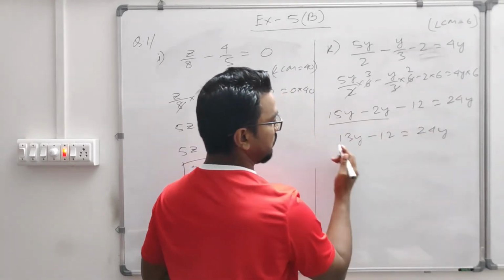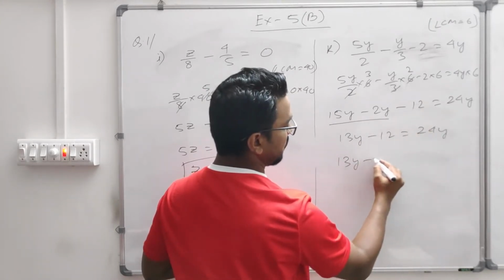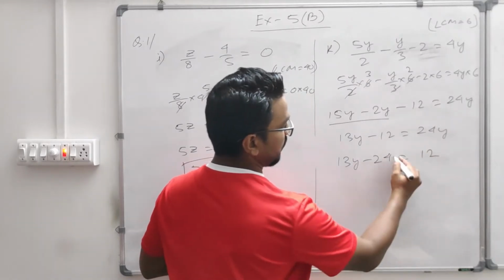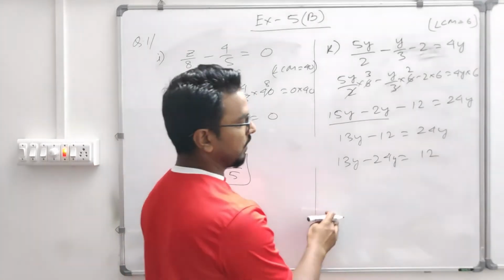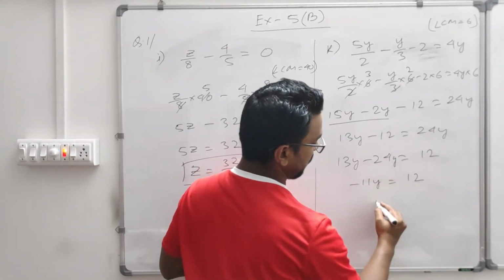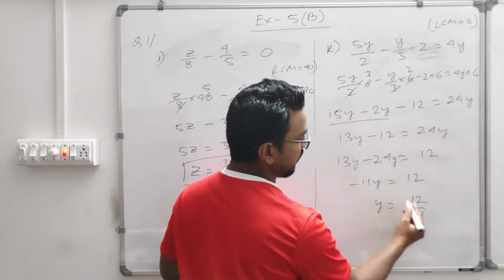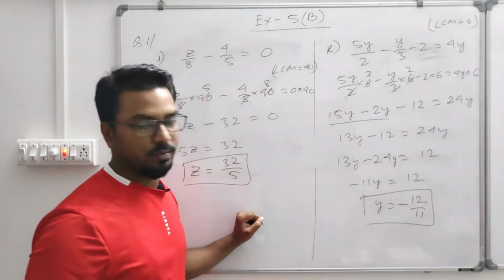Now bring this one to the left hand side, 13y. Take this one to the right hand side. So this is minus 24 equals 12. So if you subtract this one, how much you will get? We'll get minus 11y, and this will become 12. So y will be 12 by 11, and the negative sign you can write here. Okay, so the value of y will become minus 12 by 11.